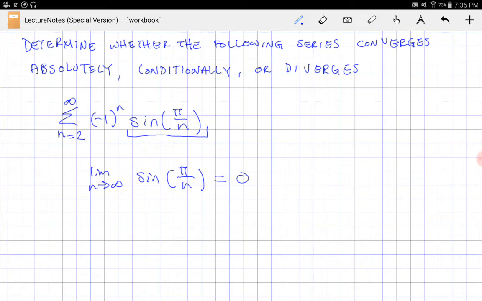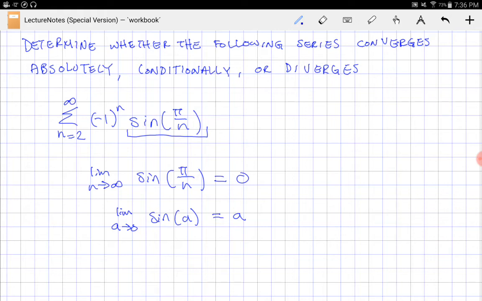So the other thing you have to realize about this question is that as, let's call it a, goes to 0, sine a equals a. For very small values of a, we know that sine a is approximately equal to a, and when that value gets very small, it's almost equal.